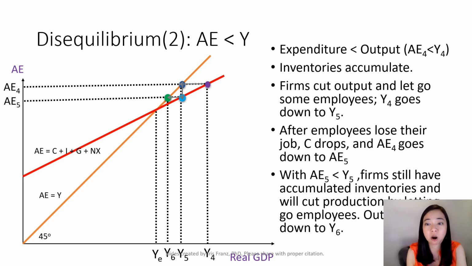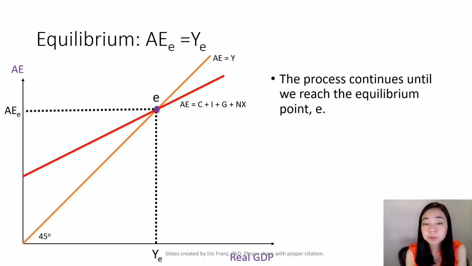And when the firms are cutting their production, that means some workers are let go. And these workers who are let go have a smaller paycheck. They will have to again cut their consumption. So this process is going to continue until we hit the equilibrium point, point E, where there's an intersection between the 45-degree line and the aggregate expenditure schedule.